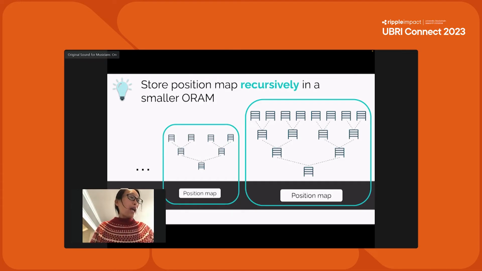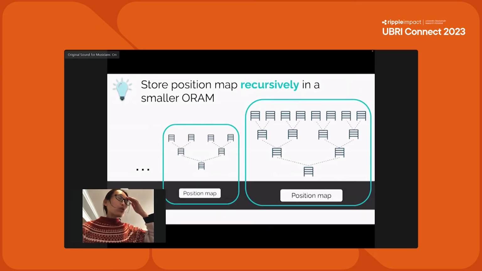So basically the idea is I'm going to take the position map, store it in a smaller ORAM, and I end up with a smaller position map, and I'm going to recurse on that until at some point the position map becomes just constant in size, and I can store that in the CPU's registers. Every time you reduce the database size by a constant factor, after log n steps of recursion, you end up with a constant size position map. So this is the idea.